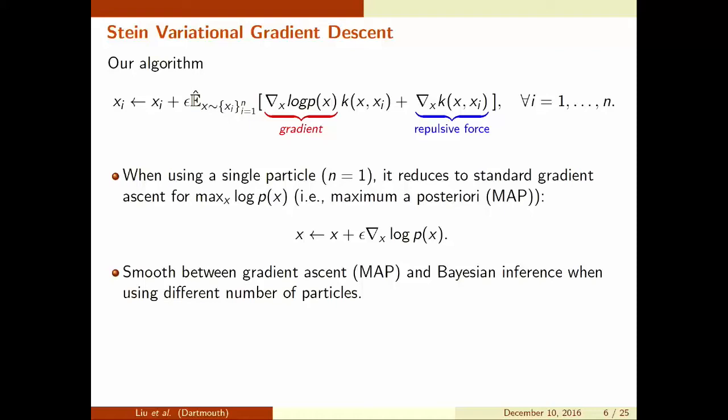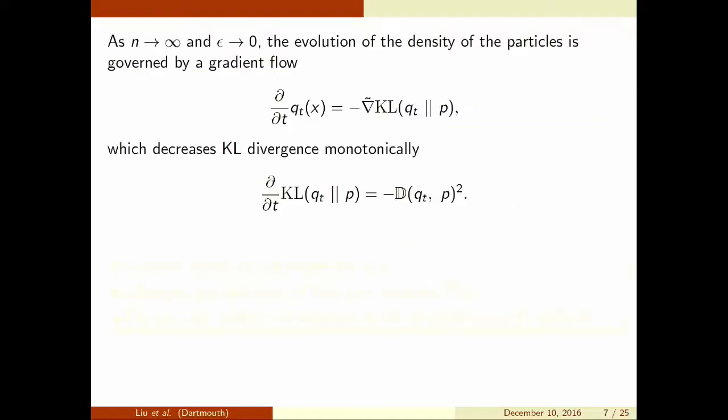So one of the nice properties of this algorithm that I really liked is that if you only use one single particle, then it's exactly gradient ascent for maximum a posteriori. So it will find one of the modes. Now, by using more particles, you actually have a very nice smooth transition from gradient ascent for point estimation, finding the mode, to a full Bayesian estimation. So adding more particles that are diverse allows you to evaluate the uncertainty in a Bayesian fashion.